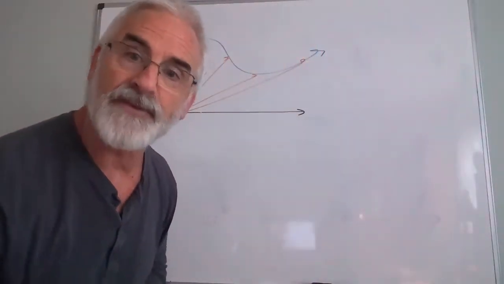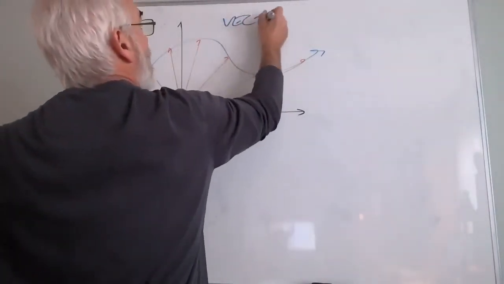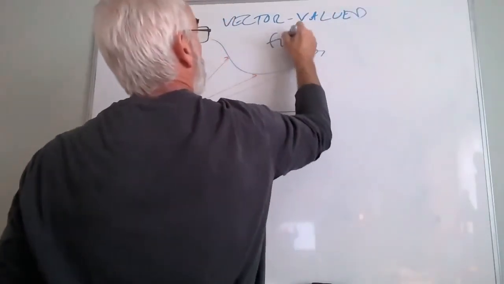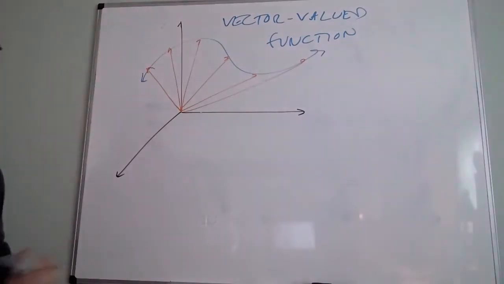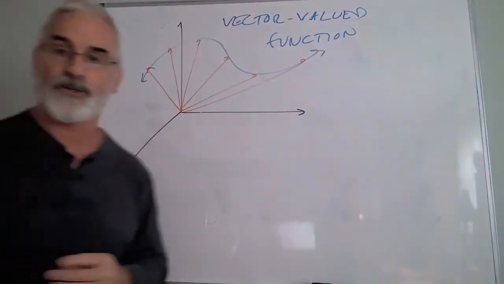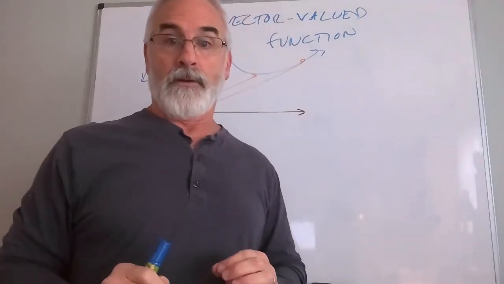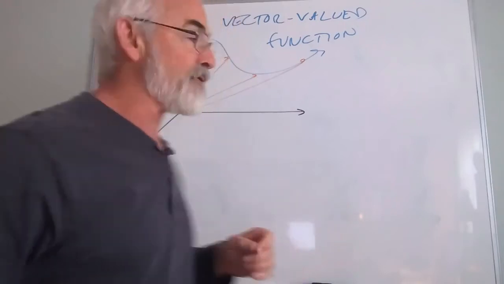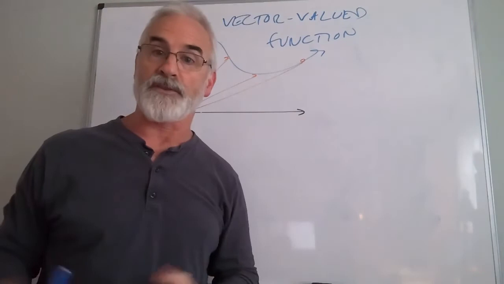I'm giving you the definition of what is called a vector valued function. We are going to change the way we think of 3D motion in general. A vector valued function is a vector of functions where at every time I have a different vector. And the terminal point of that vector is the position on the curve that I want to be in.